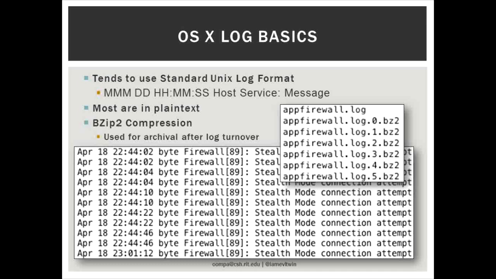So like I said before, a lot of them use standard Unix format. Most of them are in plain text unless they have already been archived away or they have been rolled over. These are archived in bzip2 compression, and these are pretty easy to find on the hard drive. They're usually in the same directory as the log actually is located, with the bz2 file extension.